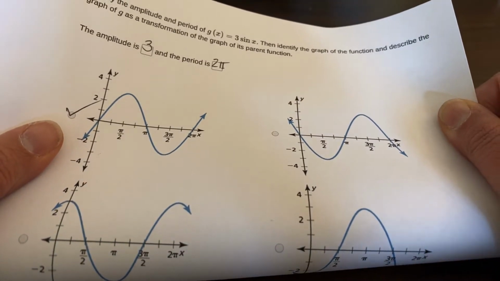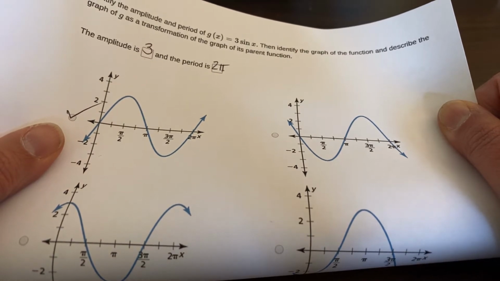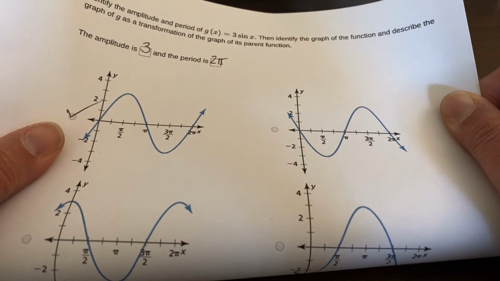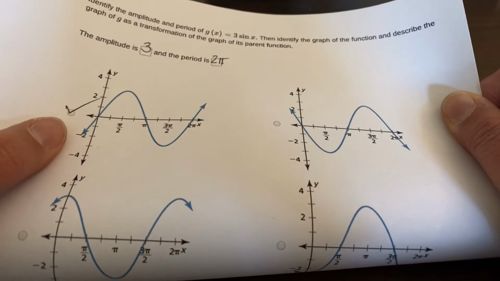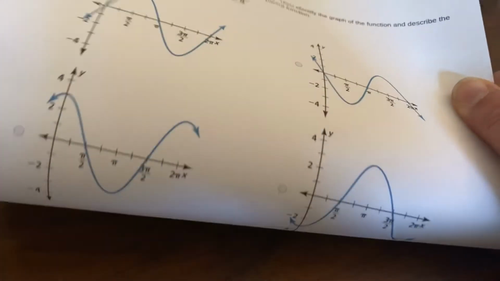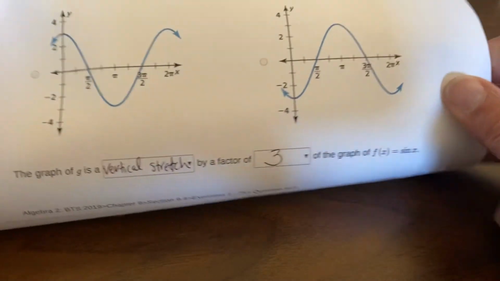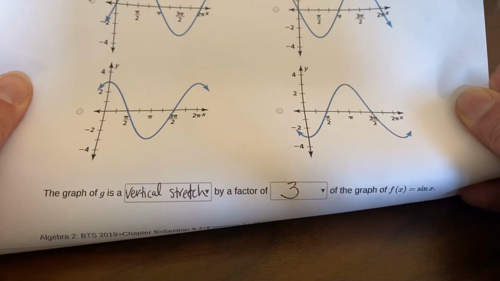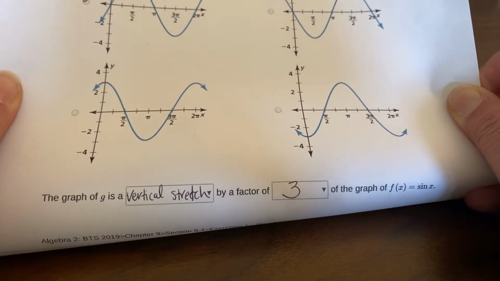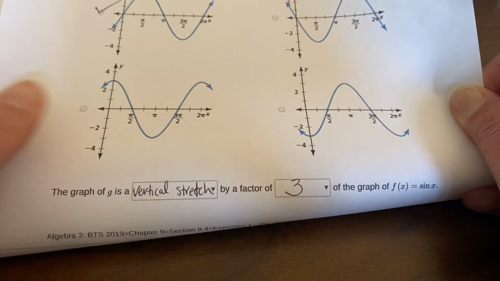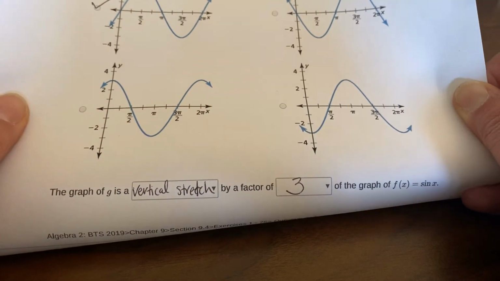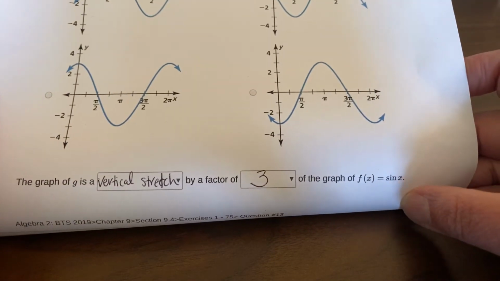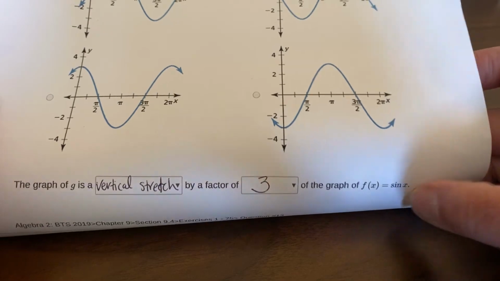It goes through 0, 0. It's going up to 3 at pi over 2, and it completes a full cycle by 2 pi. So the first option is your answer there. But then we're not done. You need to describe how it is related to the original sine function, right? Well, this one is a vertical stretch. The amplitude is 3, and so it's a vertical stretch by a factor of 3 of the graph of f of x equals sine of x.